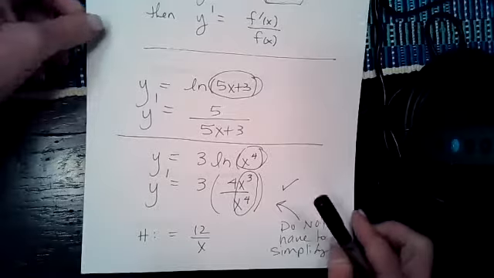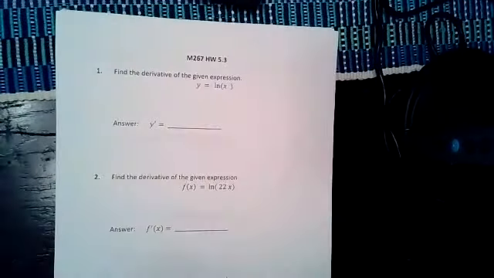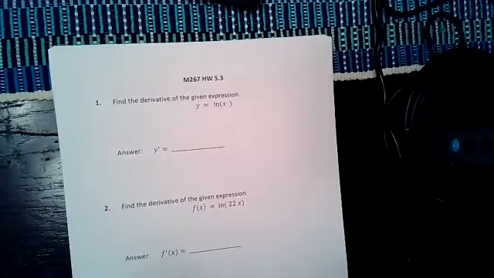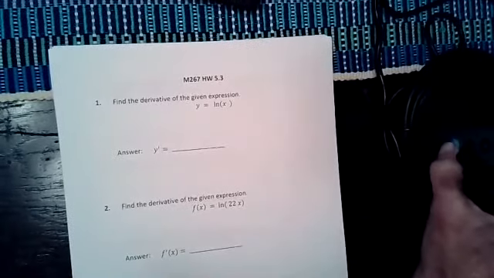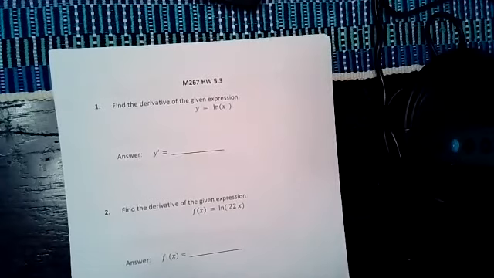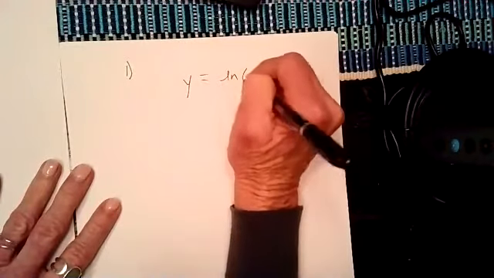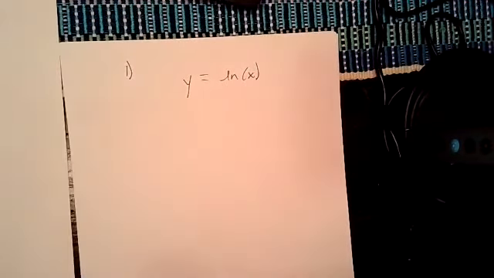So let's do the homework. All right, so here we go. The homework for 267, 5.3. Can y'all see that? I think it's easier to see if I write things down. Number 1 is y is equal to the ln of x. And this one happens a good bit in Math 268.